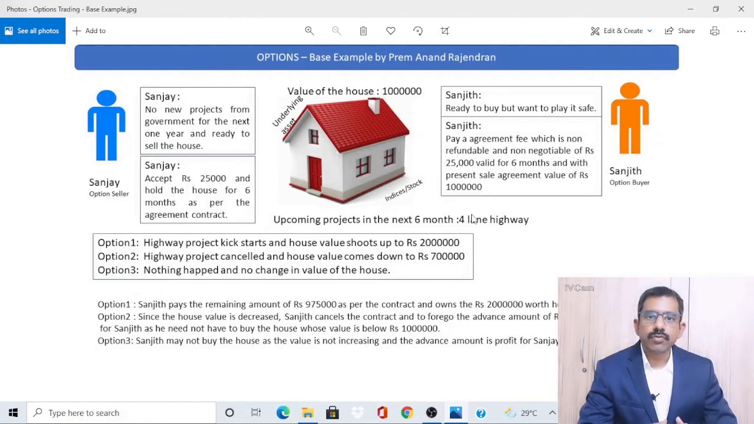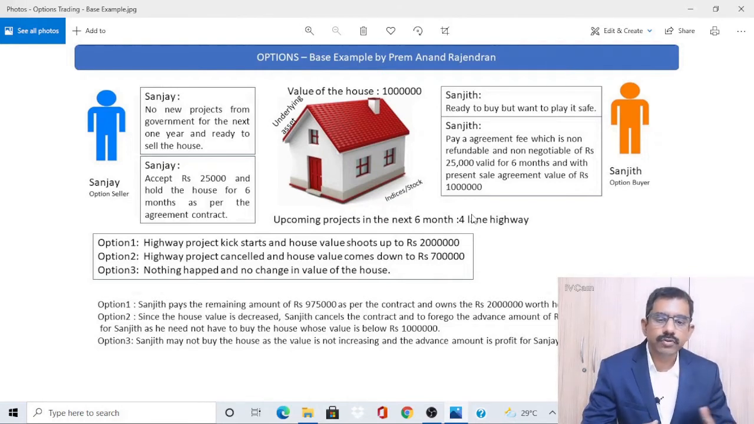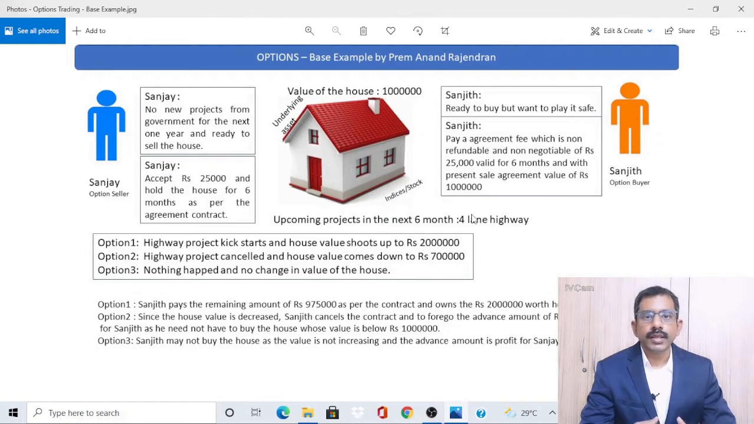Once this contract is signed, Sanjeet can buy the house within 6 months if he wants, at the set price of rupees 10 lakh only. Because the contract is signed, whatever the value of the house increases to, whether it is 11 lakh, 12 lakh, 20 lakh or 25 lakh, once the agreement is signed, Sanjay has to sell this house to Sanjeet at a price of rupees 10 lakh only.